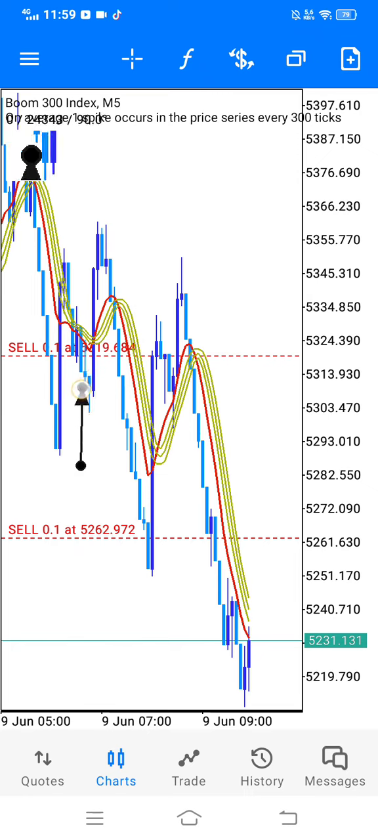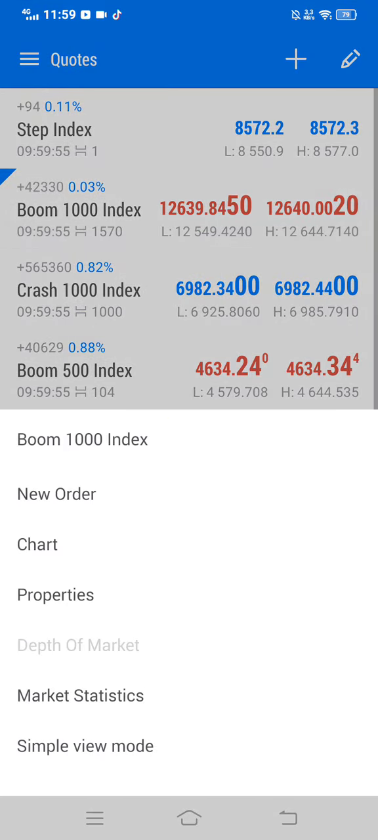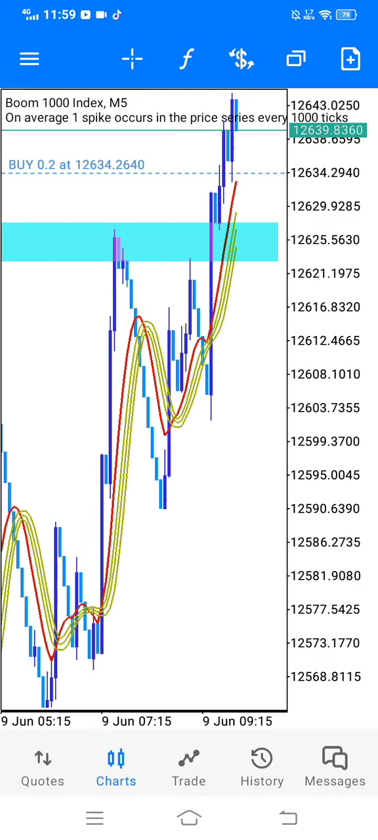Over here we can see the same thing happened. The red crossed the golden zone. You enter, you take your 3 candles and you close the trade. Okay, we can check on other pairs as well. It works exactly the same. So let's have a look.